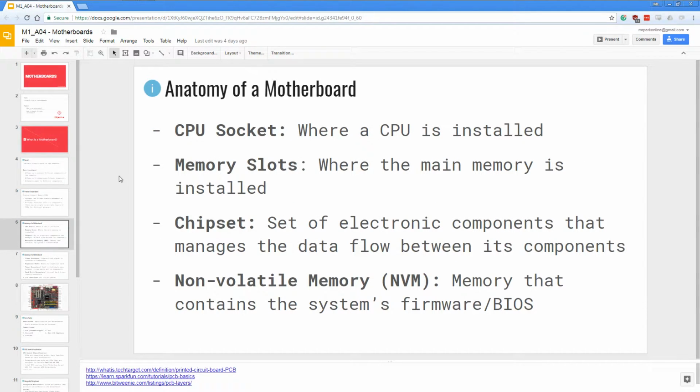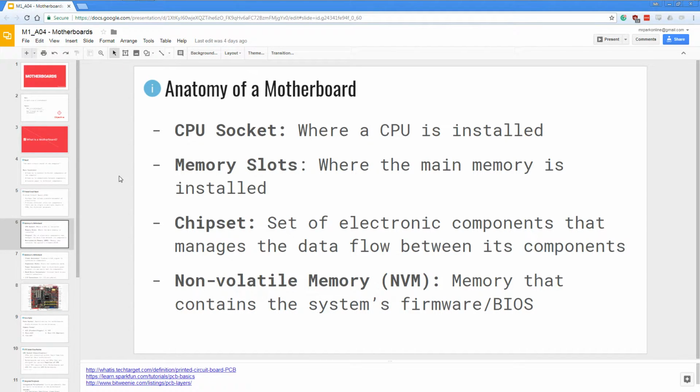Then we can talk about the anatomy of a motherboard, starting off with the CPU socket. In our previous video, we talked about how we must start by choosing a processor. When we choose a processor, we need to pick a motherboard that has a place that will fit the processor we chose, and we call that the CPU socket. This is where we install our CPU. Then we have memory slots. This is where our RAM would go. Different sticks of memory will be installed into the memory slots.